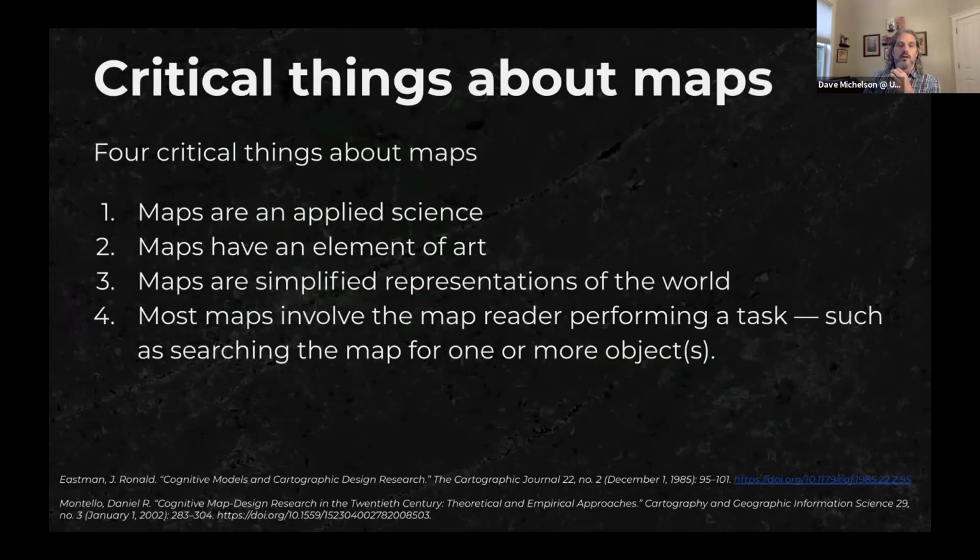Let's talk about a couple of things about maps. One, maps are applied science, and we need to know these things to help us identify Bigfoot habitats. Maps also have an element of art. Maps are a simplified representation of the world, and maps involve the map reader performing a task, such as searching the map for one or more objects. In this case, it was the shadows to identify Bigfoot habitats.